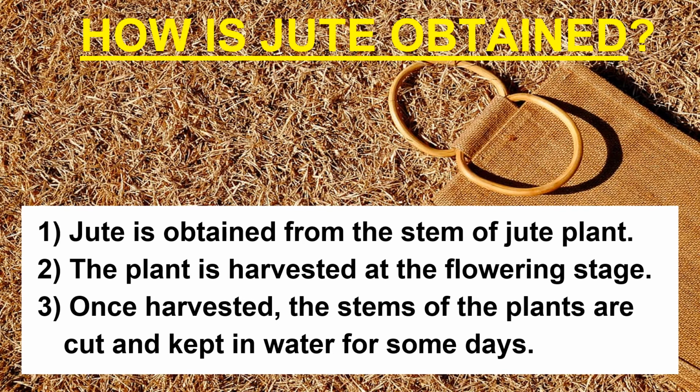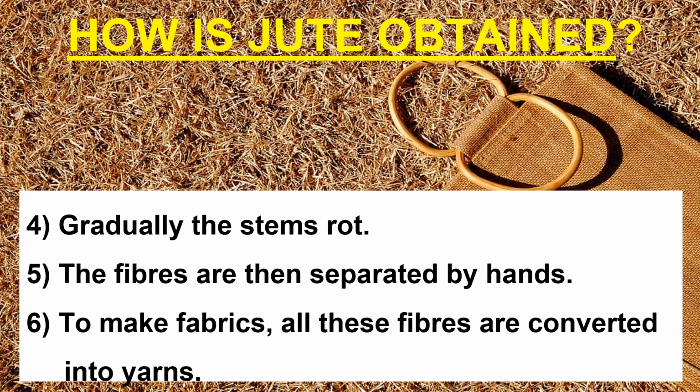Once harvested, the stems of the plants are cut and kept in water for some days so that they can rot. Then gradually the stems rot. The stems are then separated by hand. To make fabrics, all these fibers are converted into yarns.